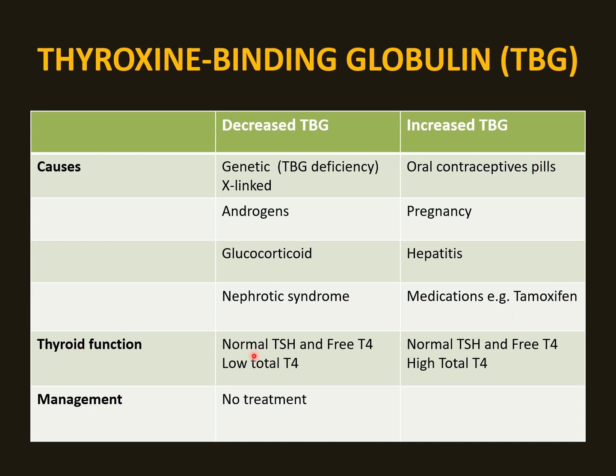Thyroid function in this case of decreased thyroxine binding globulin, you will see normal TSH and free T4. Also on the other side, in conditions associated with increased thyroxine binding globulin, the TSH and free T4 will be normal. So both of them share this part. TSH and free T4 are normal in both cases, but in cases associated with decreased TBG, the total T4 will be low, and in cases associated with increased TBG, the T4 will be high. The management here, there is no treatment necessary.